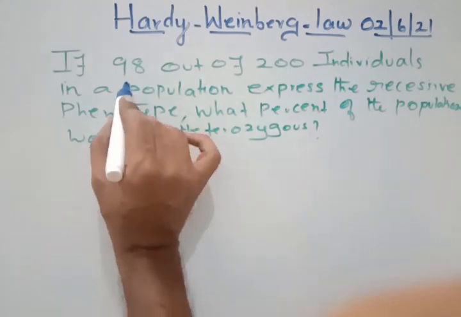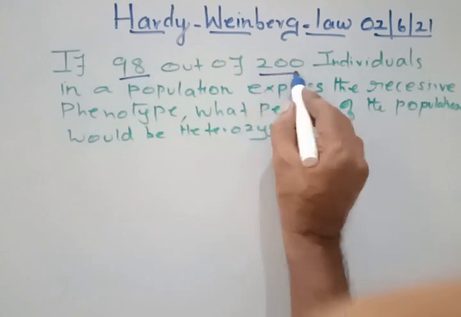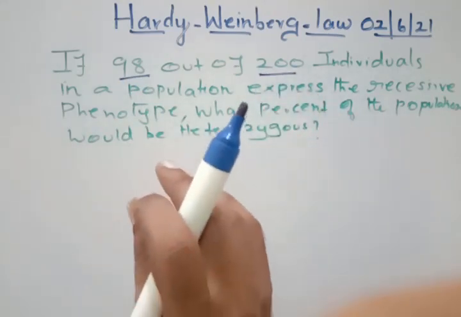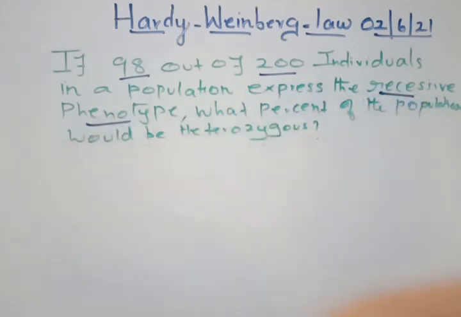If 98 out of 200 individuals in a population express the recessive phenotype. You know what a recessive phenotype is? No? We studied the dominant and recessive.